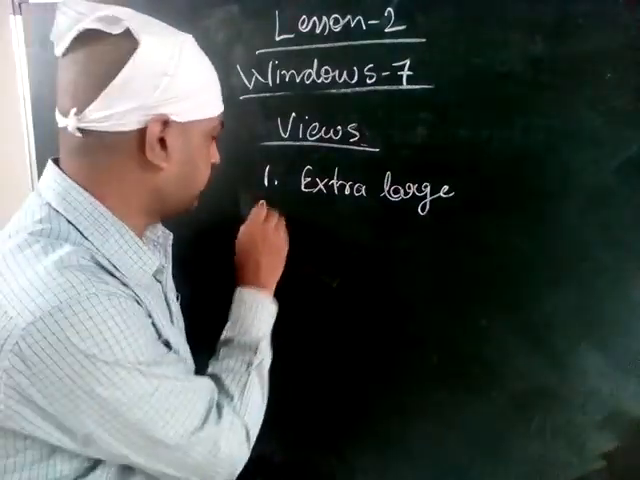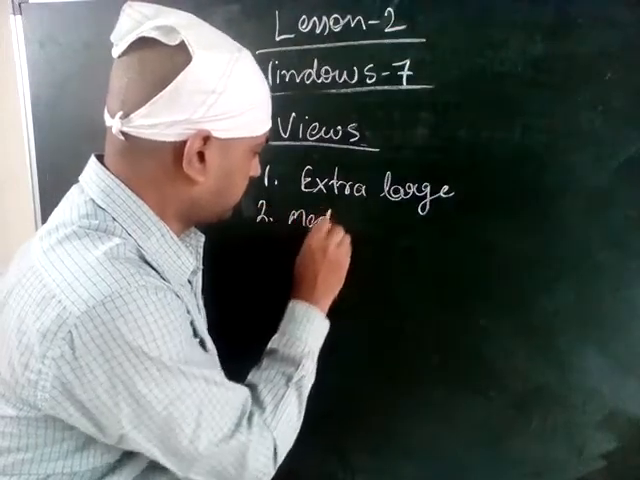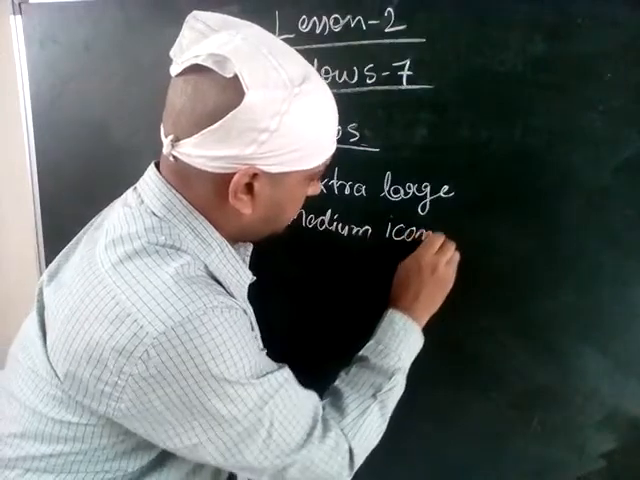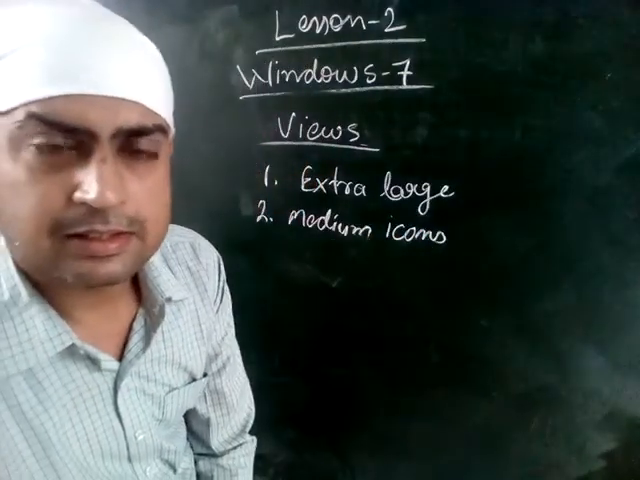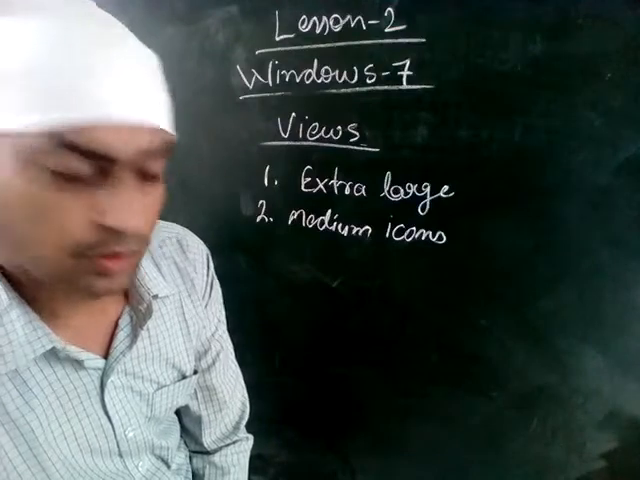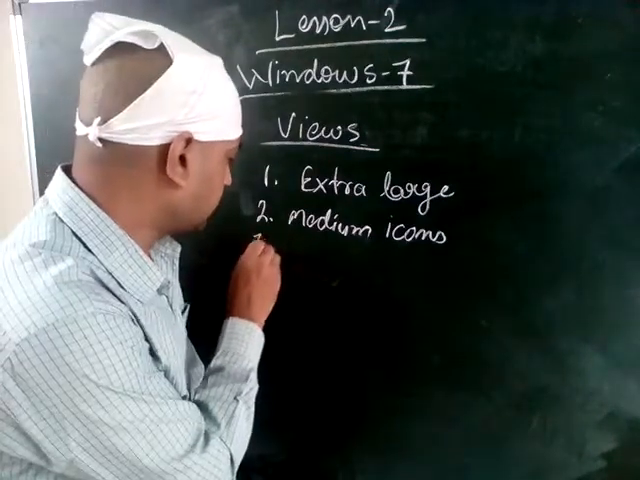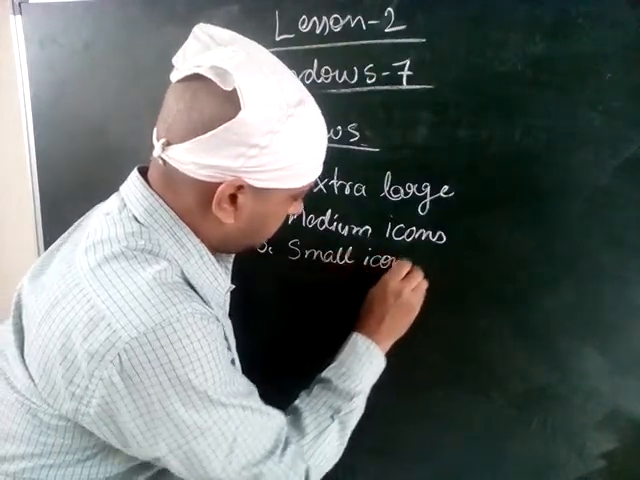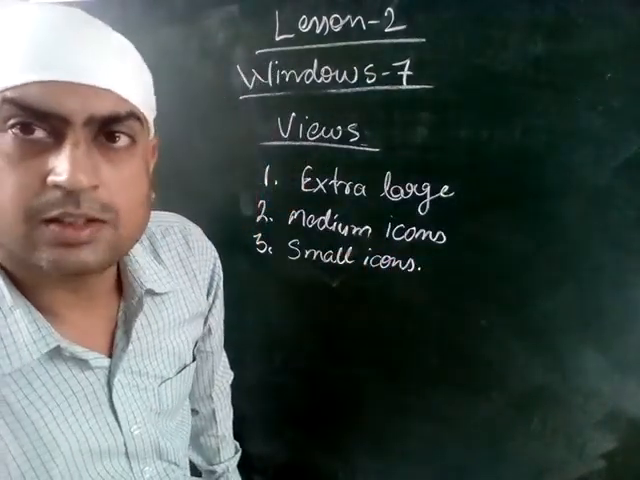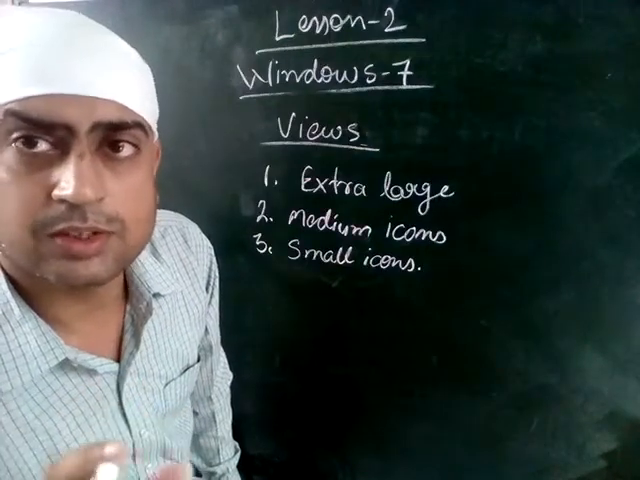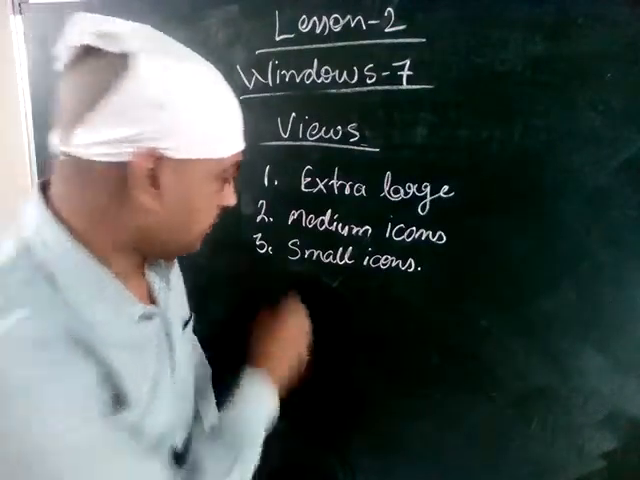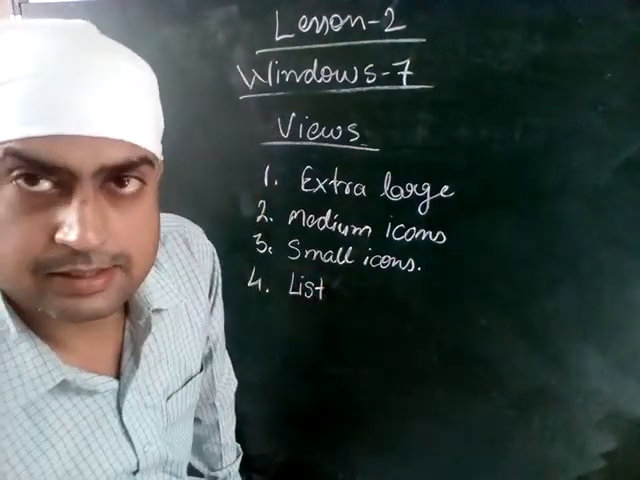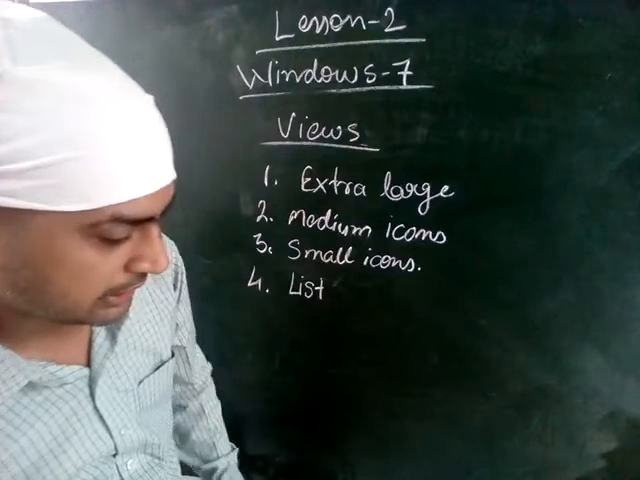Next is medium icons, means not very large, not very small. Third is small icons, means small size, so size is not very much big. Then fourth is list, means everything will be shown to you in the list form.